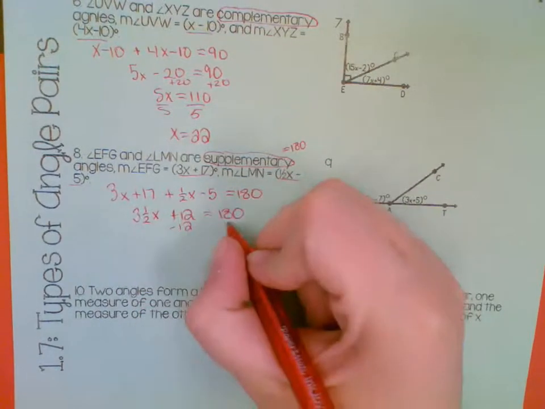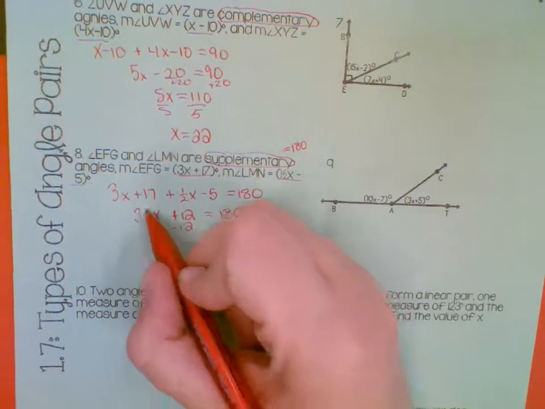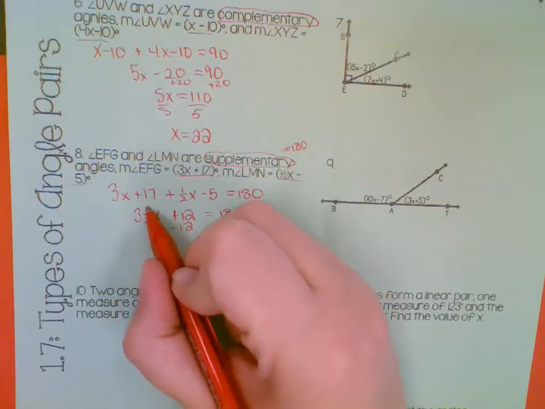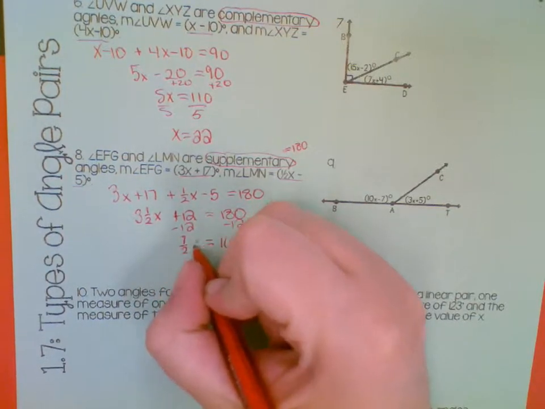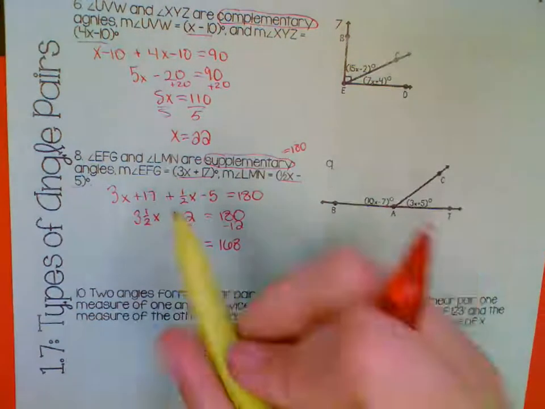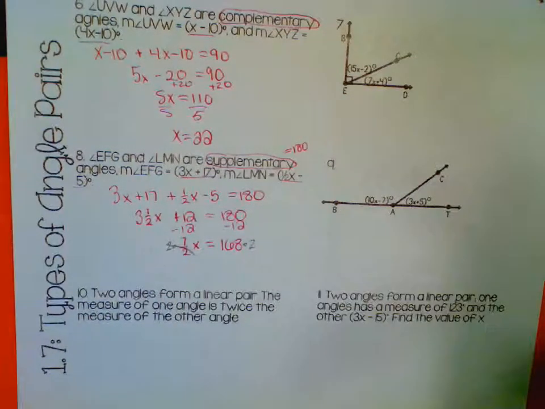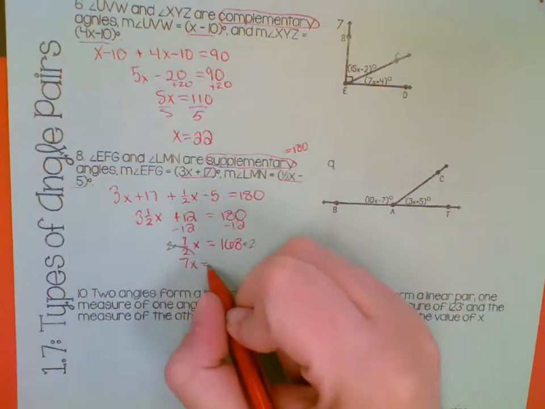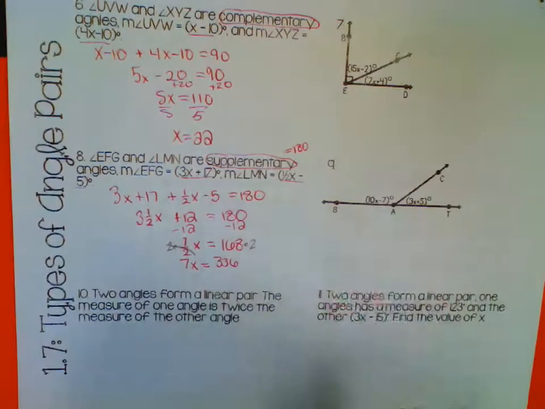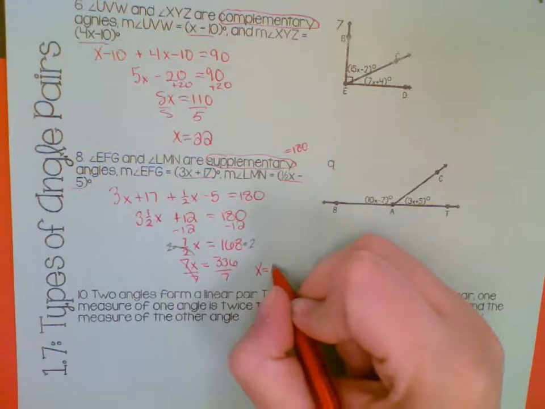So we'll subtract that 12. So that's 168. I'm going to change this to improper. So 2 times 3 is 6, plus 1 is 7. So that's 7/2 x equals 168. So what do you think about getting rid of that fraction? How can we do that? Good. We'll multiply both sides by 2. We'll cancel that out. So then we have 7x equals 336. Divide by 7. So x equals 48.